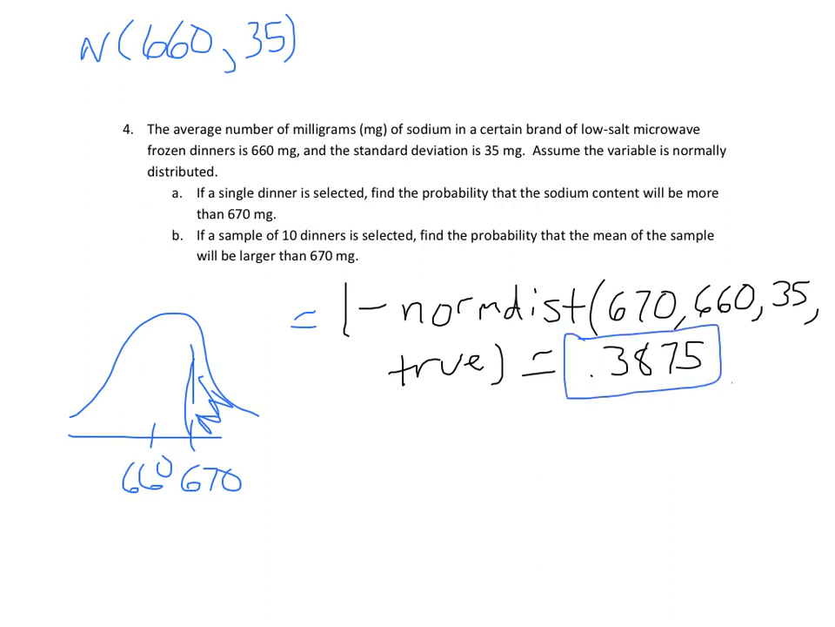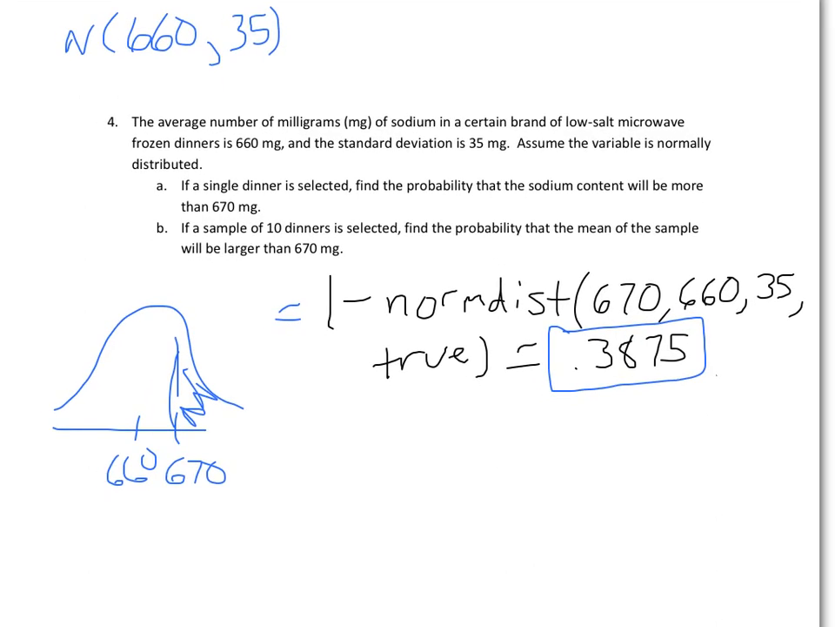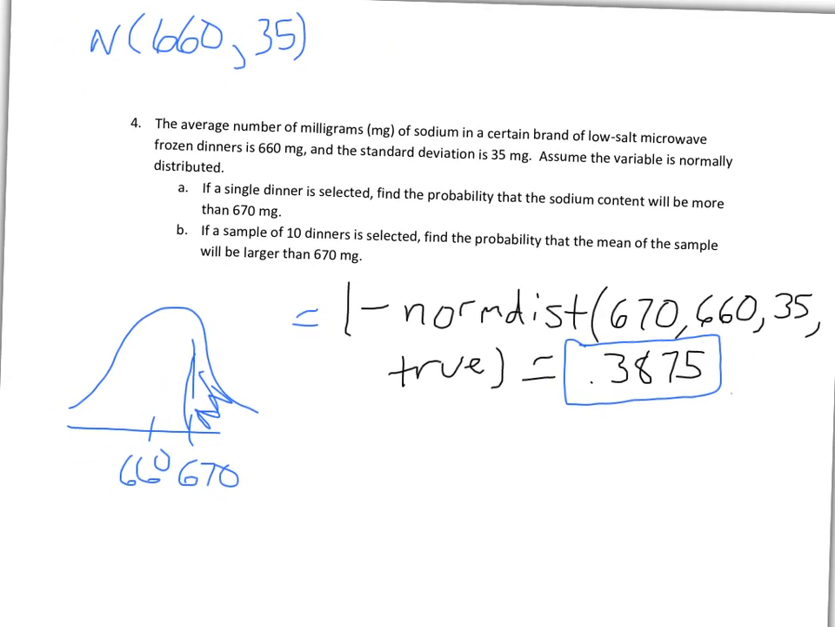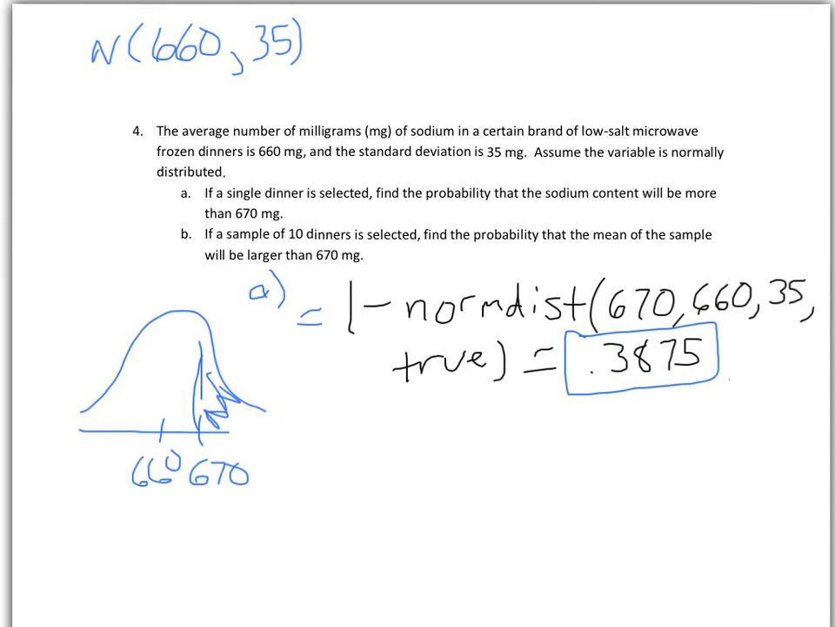That's it for letter A. Now B, I actually could keep the same picture because I haven't changed anything. The only thing that's different now is that I need the central limit theorem to help me with my standard error. So rather than have a sigma as my standard error, I now have sigma over root n. So the actual formula is very similar.